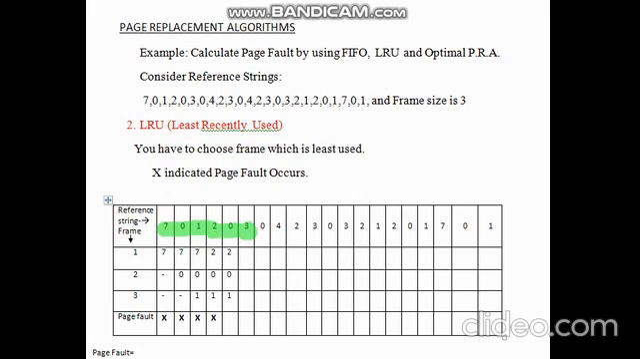Now CPU demands page number 3, which is not currently present in main memory, so it will replace 1 because 1 is least recently used, so 1 will be swapped out, and a page fault will occur. In the next step, CPU demands page number 4, which is not currently present in main memory, so it will be transferred from secondary memory to primary memory, and 2 is least recently used, means 2 will be swapped out, so in place of 2, 4 will be entered.